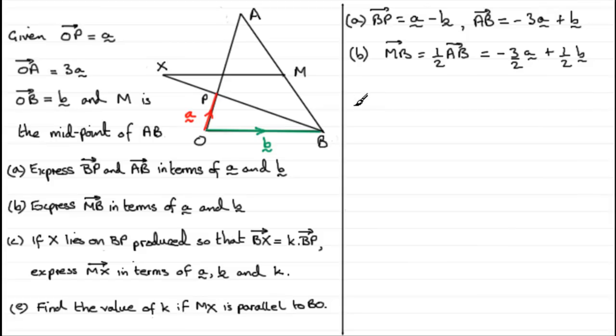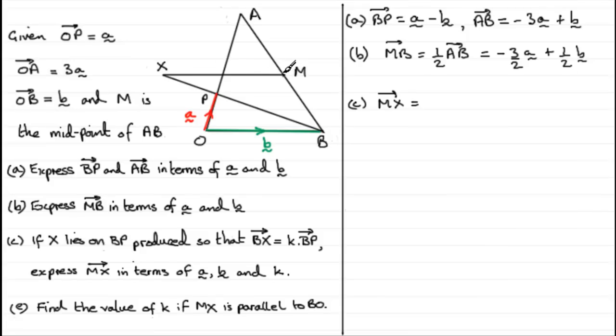And what about c now? Let's put c here. If X lies on BP produced, so that BX equals k times BP, express MX in terms of a, b and k. So, we've got MX. How are we going to get from M to X? Well, it's got to be built up from previous results. And we found out MB just a moment ago, so it looks like we should use that.